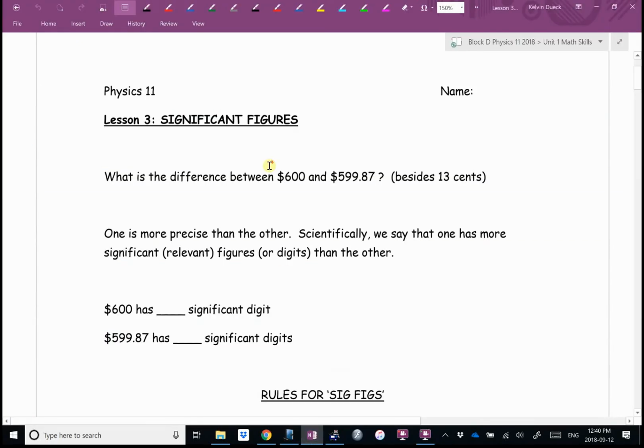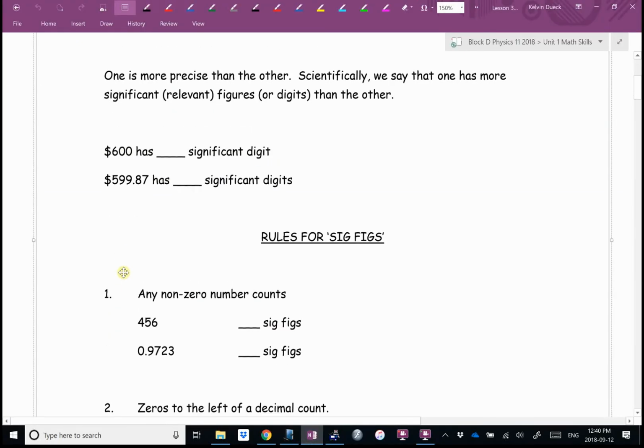Pick your pencils up. First of all, 600 has how many, Courtney? 1. What if I wanted it to have 3? Well, then I would have, Kenzie, that would have 3. That's 1.